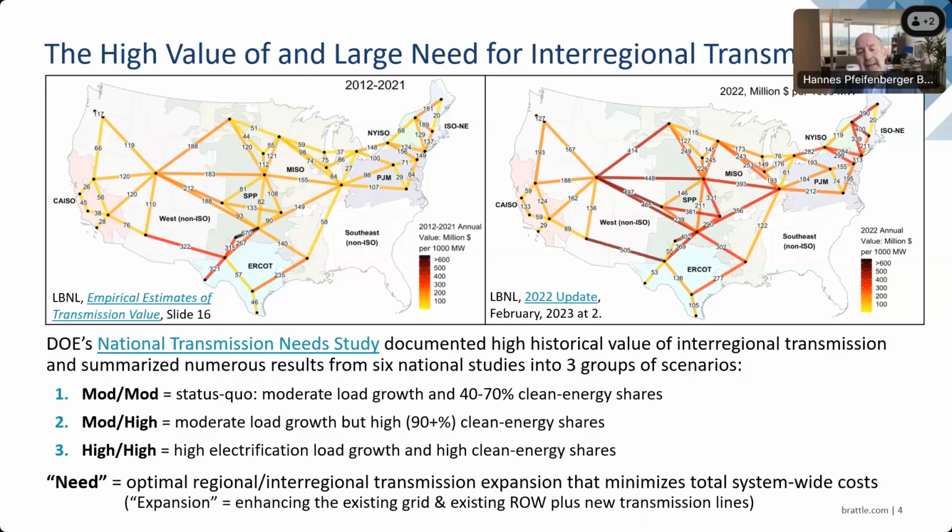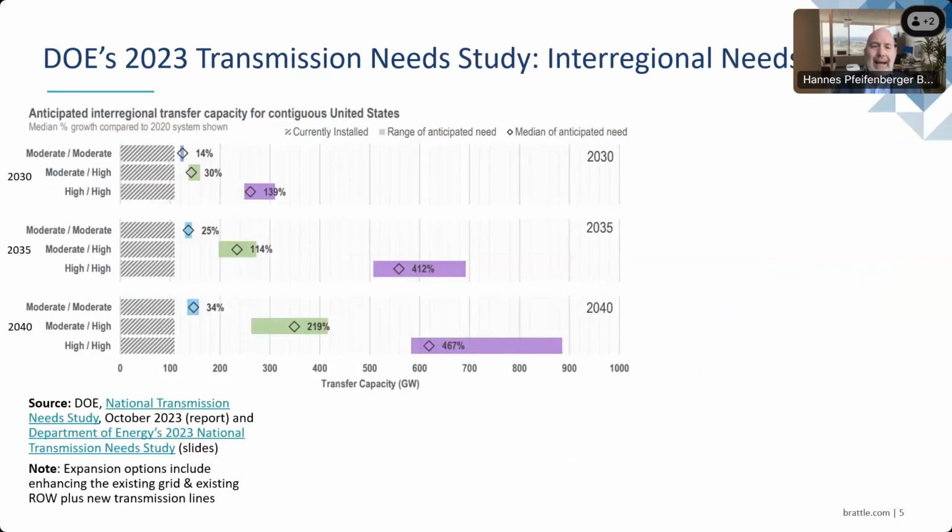These studies that have been reviewed are really optimization studies. So when they determine a need, it is really the most cost-effective combination of generation and transmission that can be used to supply future loads. And when we look at that, we see that we would need a lot of interregional transmission to achieve cost-effective outcomes. In the status quo, it might be a 25 to 30% increase over the next decade or so. So we'd be adding about 30 gigawatts of interregional transfer capability just based on the status quo, the moderate scenarios.